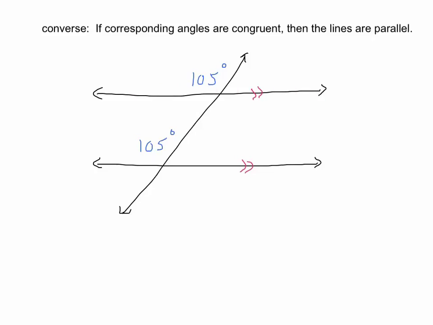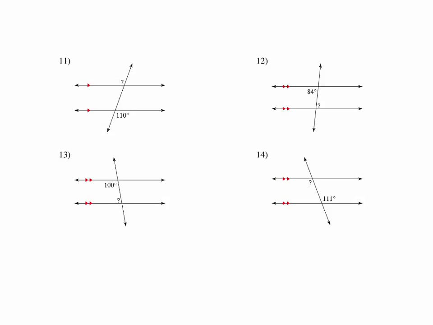And finally, if same side interior angles add up to 180 or are supplementary, then these lines are parallel. And if same side exterior angles add up to 180, then these lines must be parallel. So the converses of our earlier statements are also true. Great. Let's now solve a few problems.